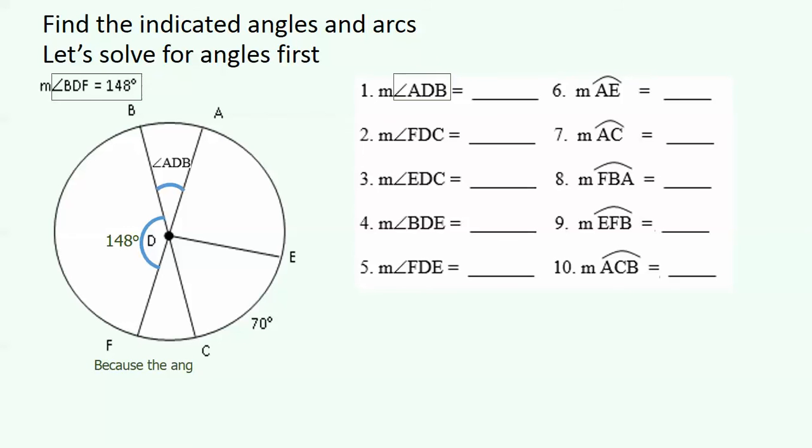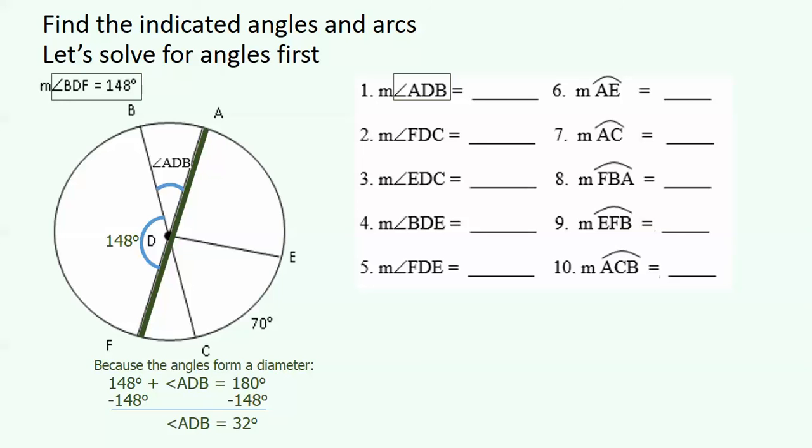Well, I know that the angles form a diameter, and the measure of a diameter is 180 degrees. So if I take 148 degrees and add it to the measure of angle ADB, it's going to equal 180 degrees. So I subtract 148 degrees from both sides, and I'm going to find that angle ADB equals 32 degrees. Excellent.